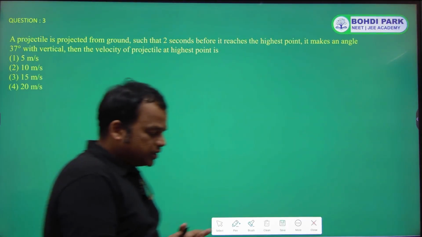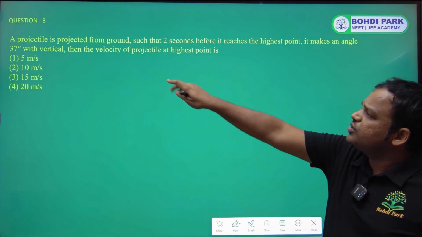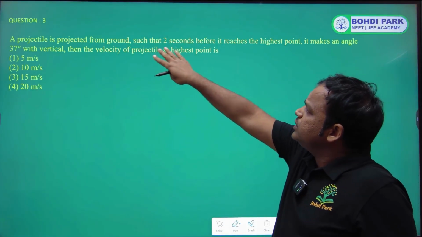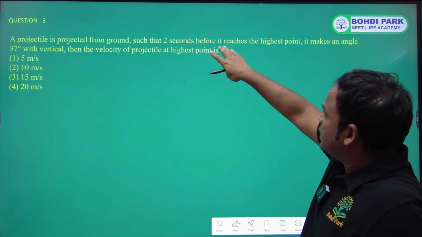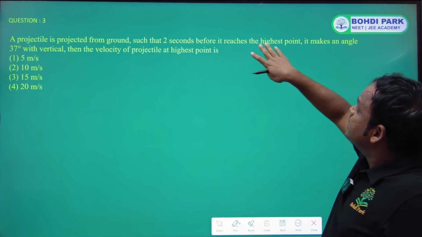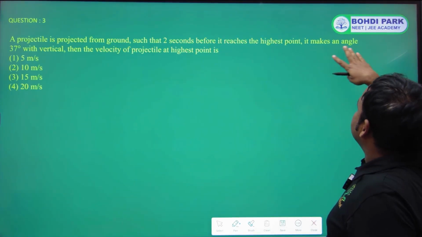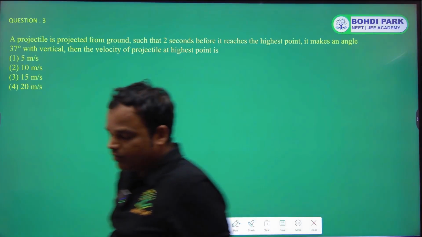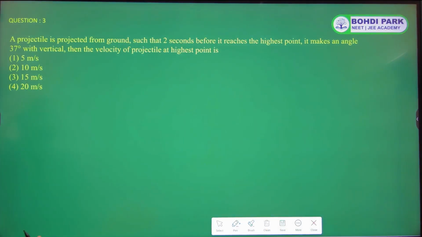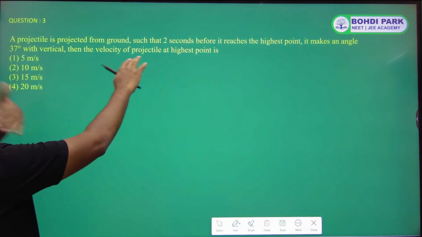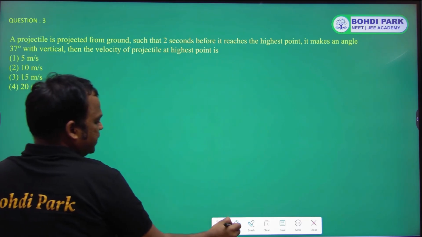Now look at this question number 3. A projectile is projected from ground such that 2 seconds before it reaches the highest point, it makes an angle 37 with vertical. Then the velocity of projectile at highest point. So let's draw the diagram.